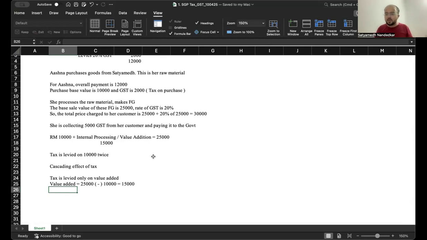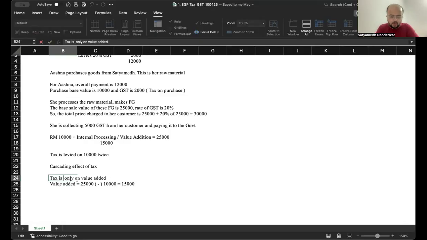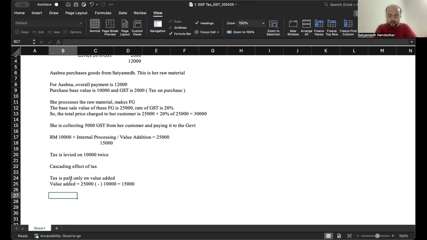The principle has now changed, and now you levy tax only on the amount of value added. While tax is levied and collected on the amount of 25,000, the ultimate tax payment that Ashna will have to make is only on the amount of value added. So if value added is 15,000 and the tax rate is 20%, then the amount of tax payable will be 20% of 15,000, that is 3,000.